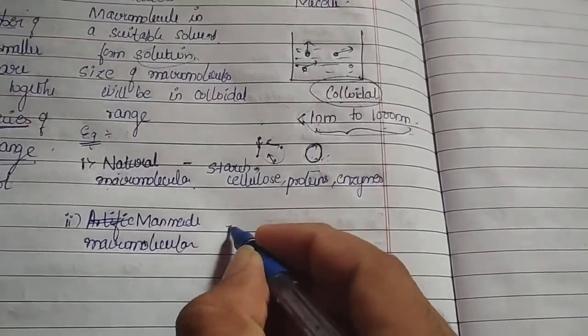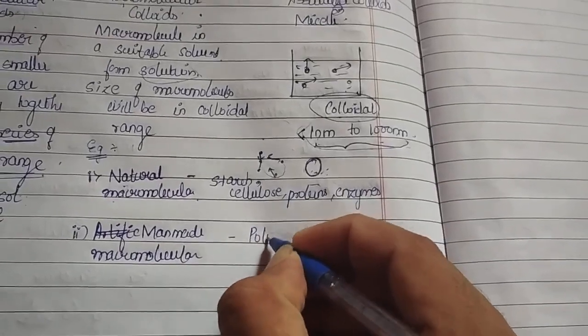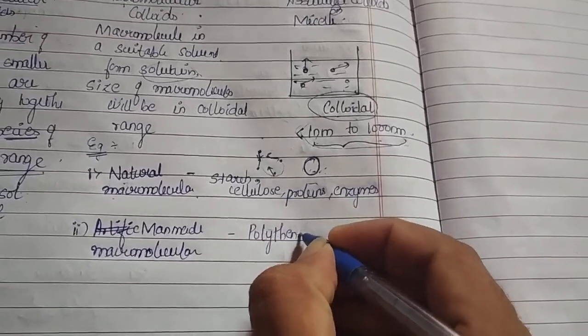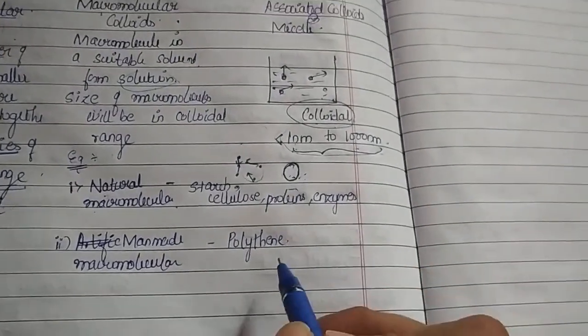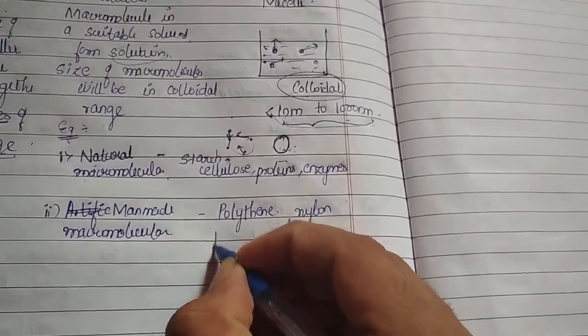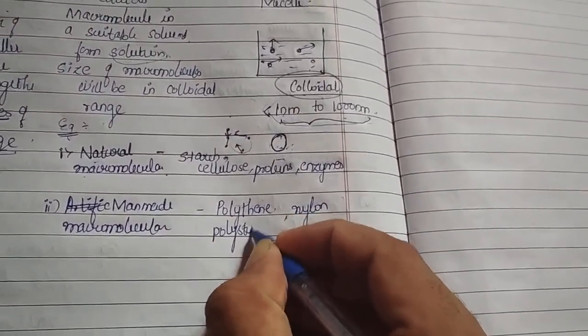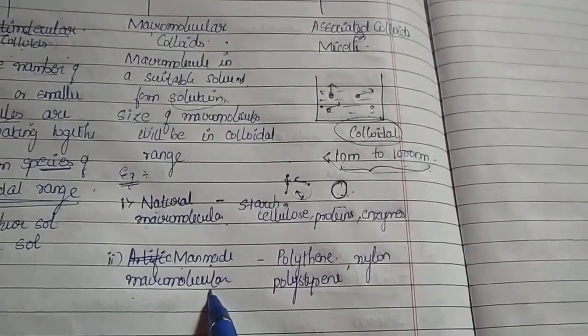Coming to the man-made macromolecular colloids, the common example is polythene. Whatever polythene bags we are using, polythene or polyethene. So the polythene, or the nylon, or the polystyrene. These are certain examples which come under the man-made macromolecular colloids.